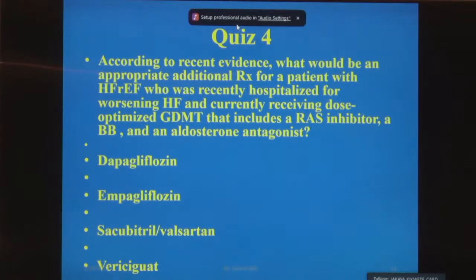Would you give a DAPA? Will you give EMPA? Will you give sacubitril valsartan? Or vericiguat? I bet this time 99% of you have a wrong answer. So I'll tell you which will be the best drug in my next few slides. Let's look back. What do the studies tell?